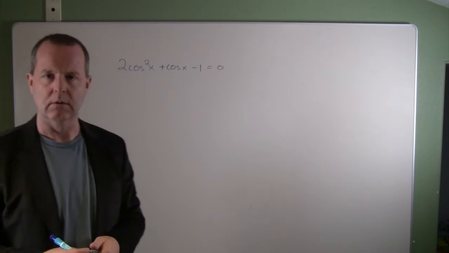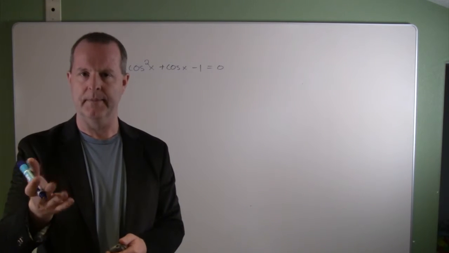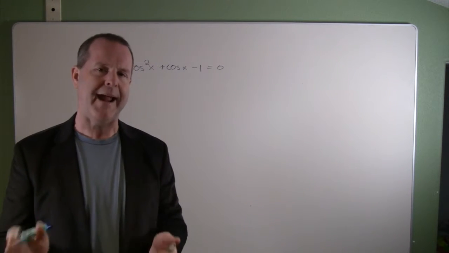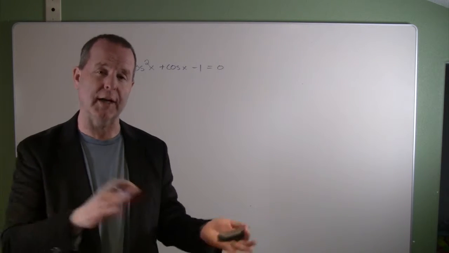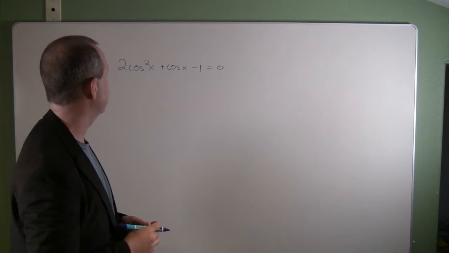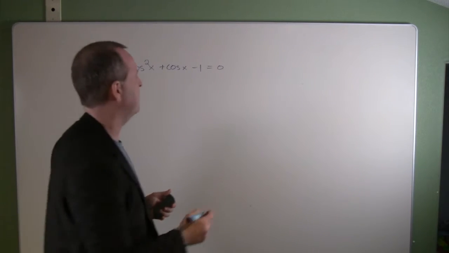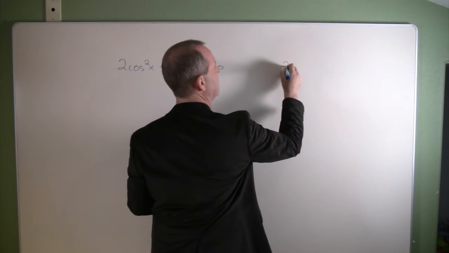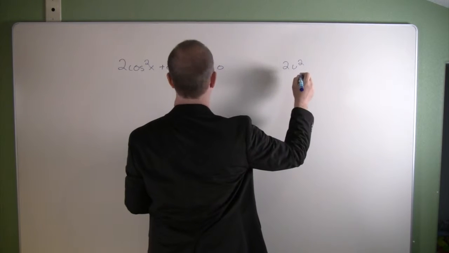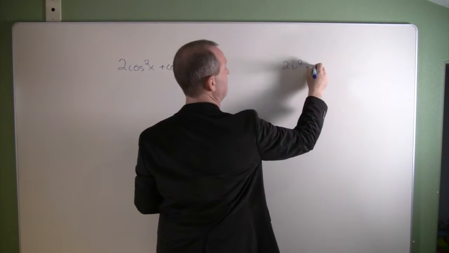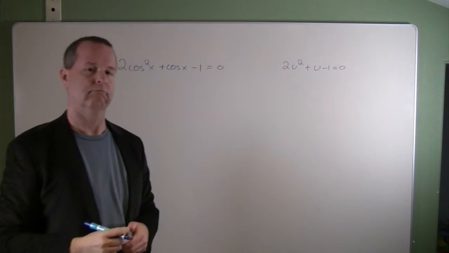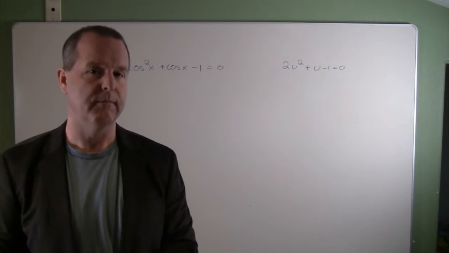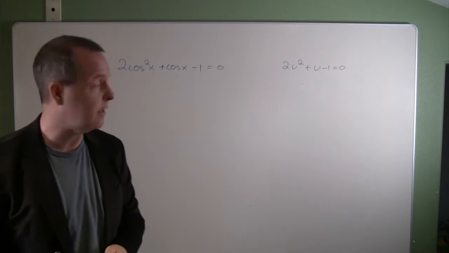I don't know what to do. Do you know what to do? We might have to back up to something that we learned in our previous math courses. Would you be able to solve this if I wrote it as, let's say, 2u squared plus u minus 1 equals 0? If you saw that, would you know what to do? Would you recognize it as a quadratic?